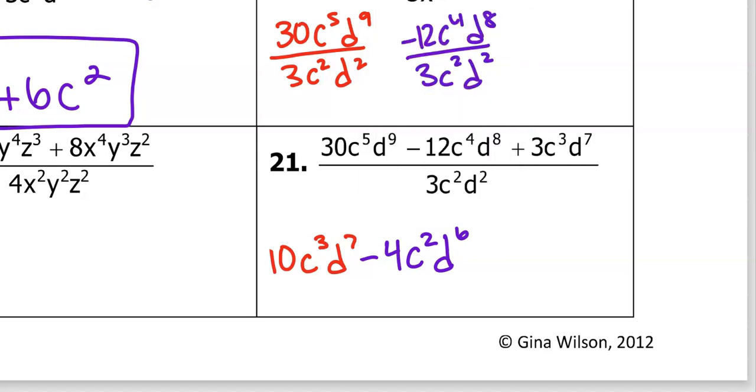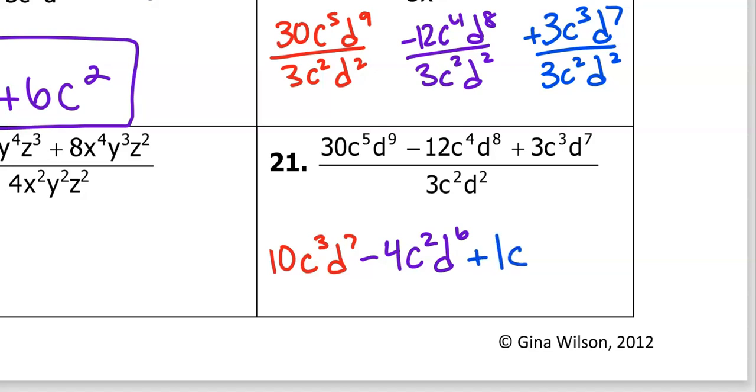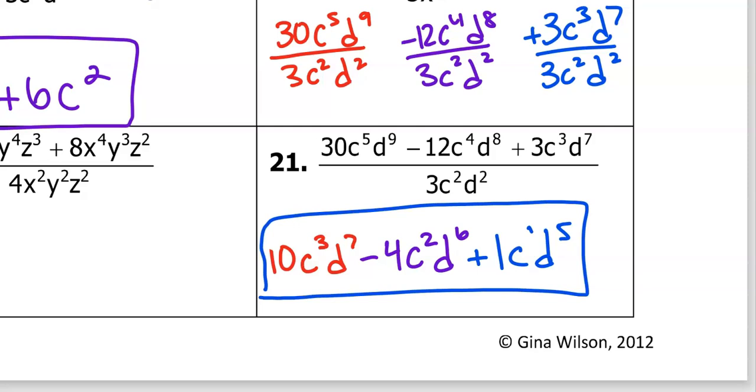Let's see. We have positive 3C^3D^7 over 3C^2D^2. So 3 over 3 is 1. C^1 or just C, whichever way you want to write it. D^5. Did we have any negative exponents? No. So 21, I think, was actually maybe a little bit easier than 19. Nothing had to drop. Didn't get any negative exponents.